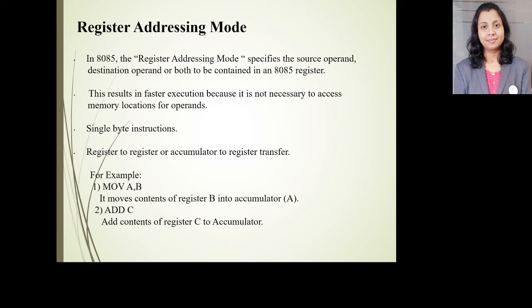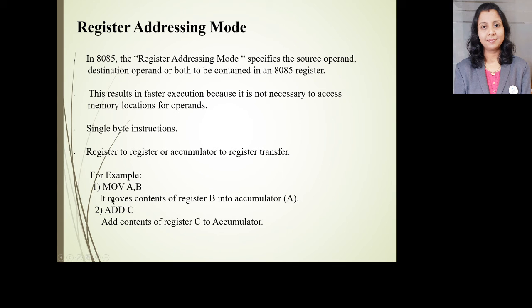Next is register addressing mode. In 8085, the register addressing mode specifies the source operand, destination operand, or both to be contained in an 8085 register. This results in faster execution because it is not necessary to access memory locations for operands. These addressing modes have single byte instructions. Register to register or accumulator to register transfer takes place in this particular register addressing mode.